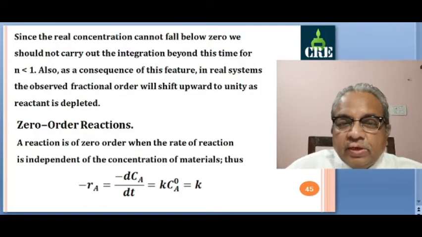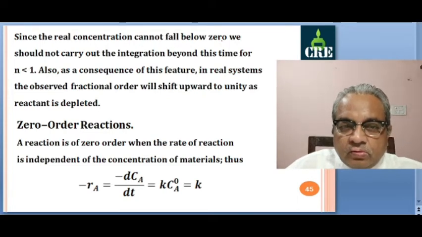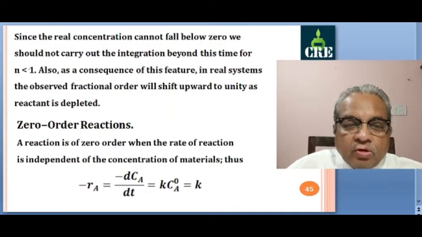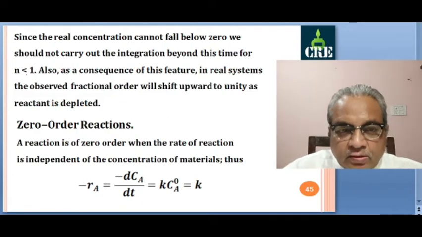So negative concentration is meaningless. In a real situation, the real value of concentration cannot fall below 0. It can fall up to 0. Complete conversion is Ca equal to 0. So we should not carry out the integration beyond this time for n less than 1.